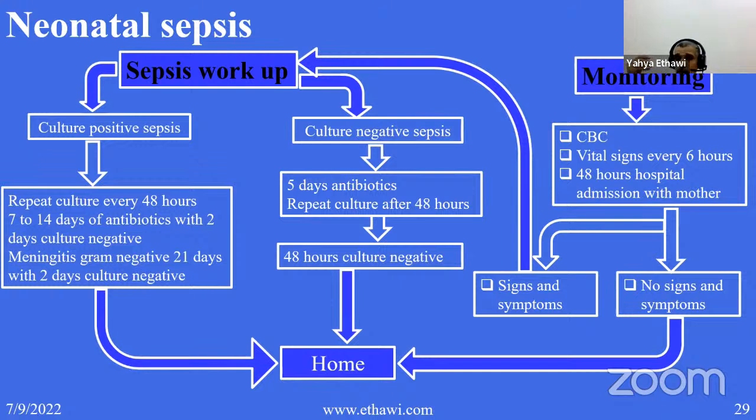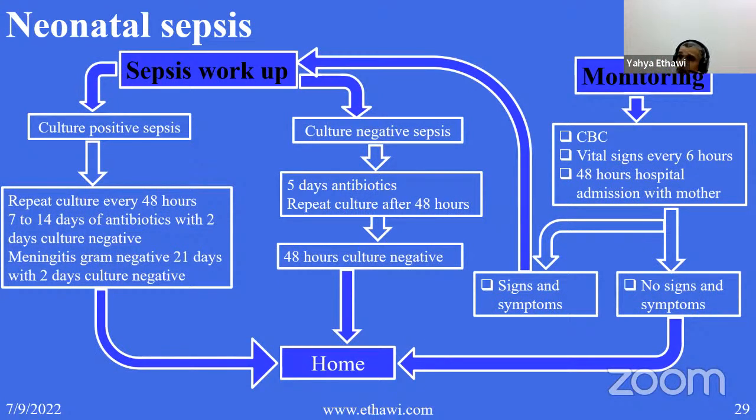But if you add the CBC is normal and your culture is negative, the baby is asymptomatic. So if you combine all, probably your yield is 99%, but you will never be sure 100%. So if you are asymptomatic, your CBC is benign. I don't know if you do inflammatory factors. I don't do them, but if you do them and they are okay, and 48 hours culture negative, and the baby is asymptomatic, you are almost 99% sure that your baby is negative.